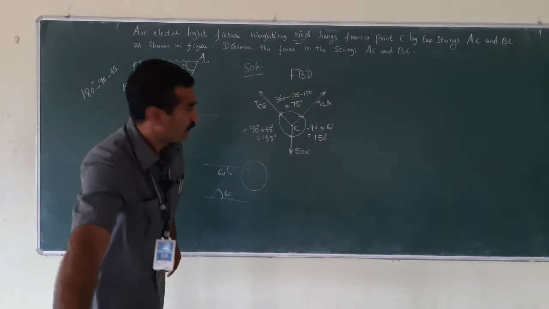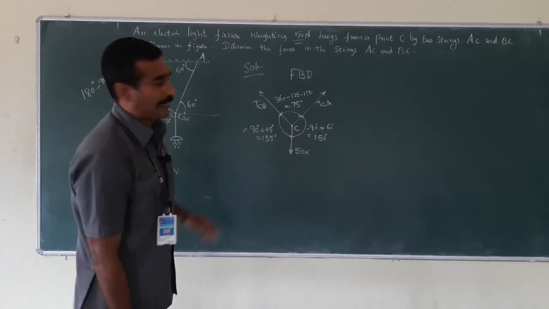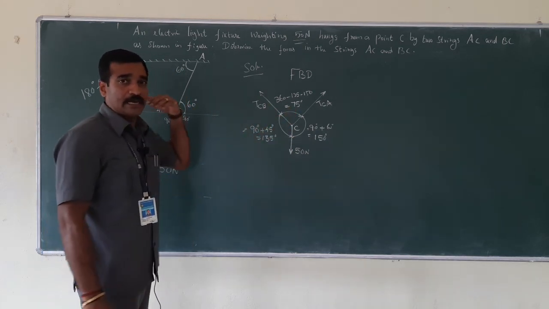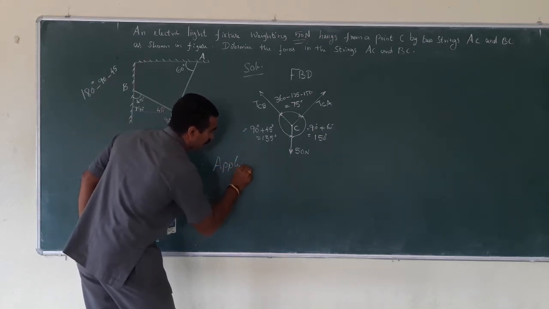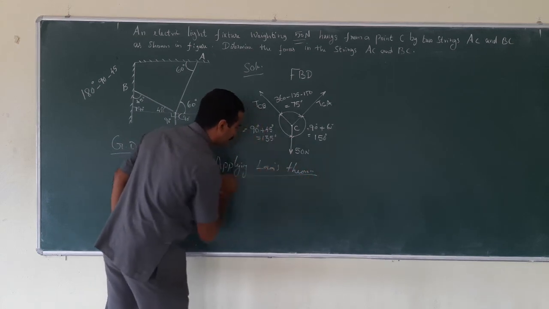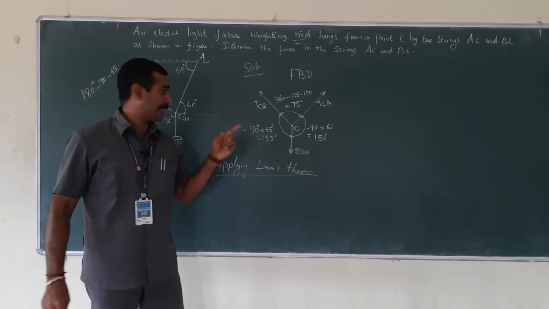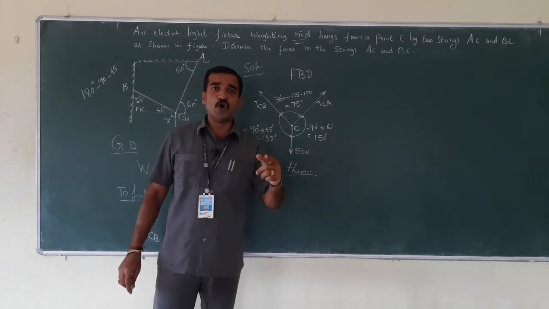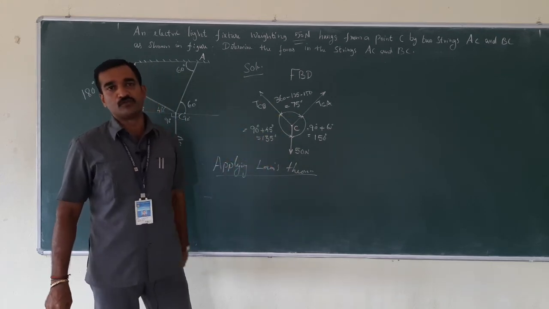Got it? 75 degrees. So now I am going to apply Lami's theorem here. I have three forces acting on this point, and these forces are concurrent, so I can apply Lami's theorem. What Lami's theorem says: if three coplanar forces are acting at a point B in equilibrium, then each force is proportional to the sine of the angle between the other two forces.